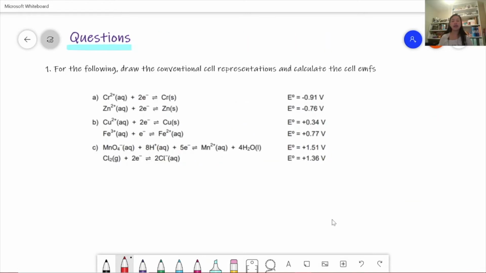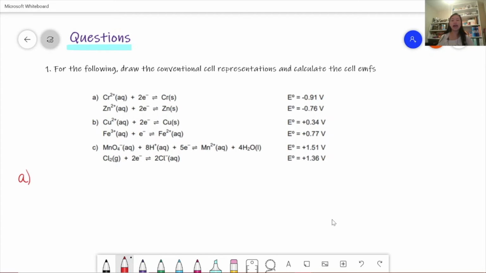Now we're going to have a look at some questions. So for the first question, for the following, draw the conventional cell representations and calculate the cell EMFs. So for A, we know that the half cell with the more negative standard electrode potential is the one which goes on the left. And so this must be the chromium half cell.